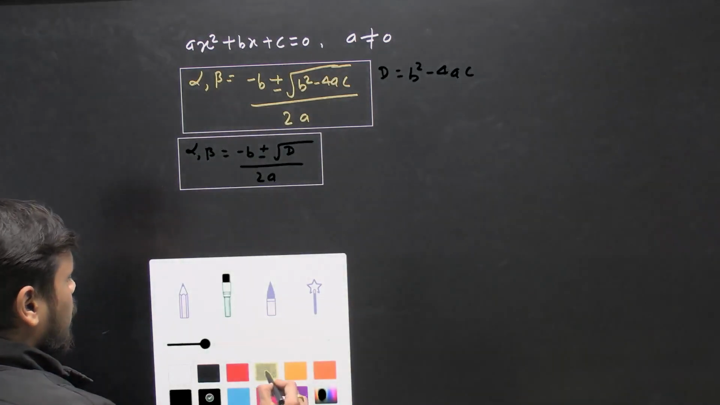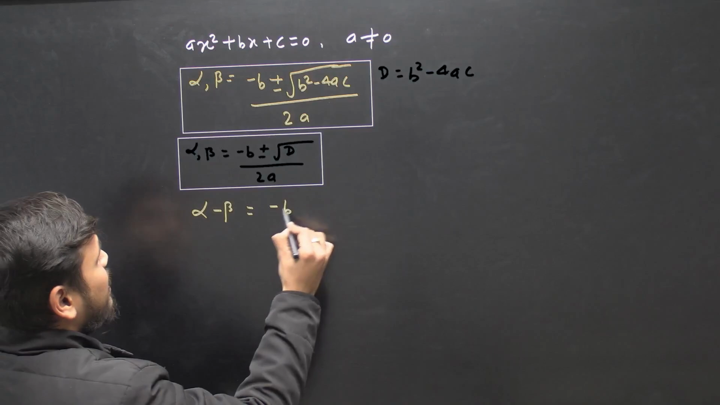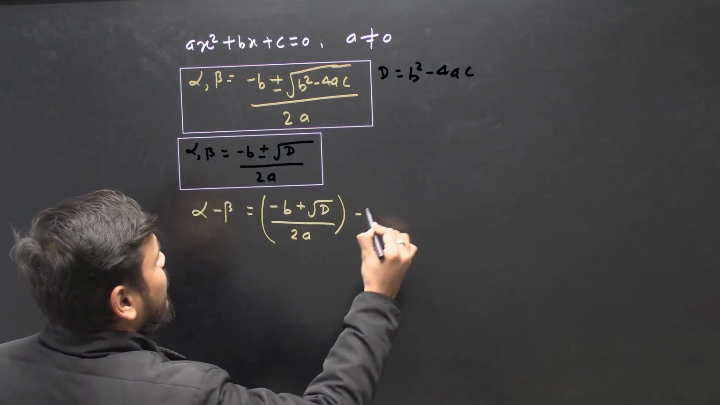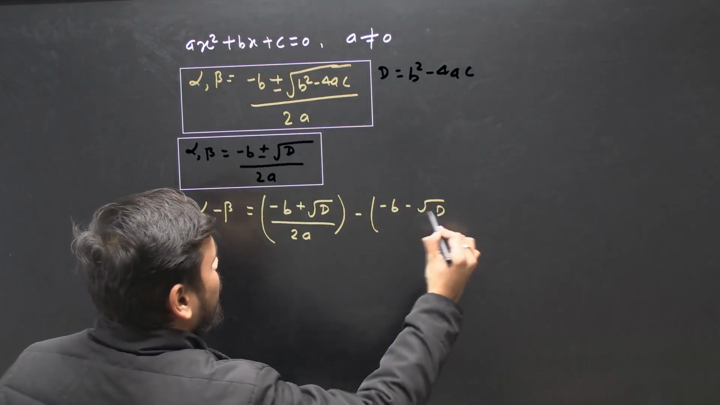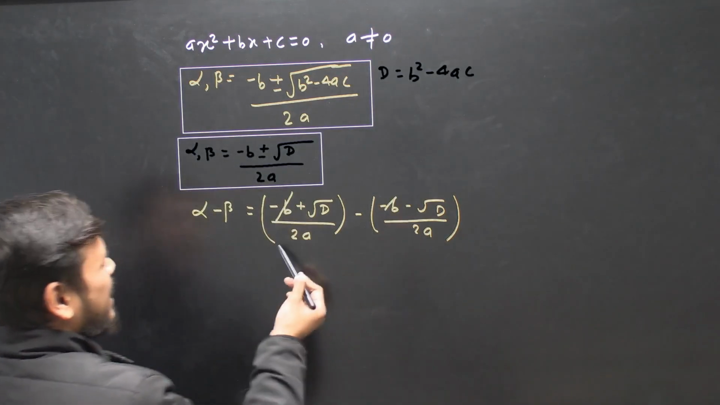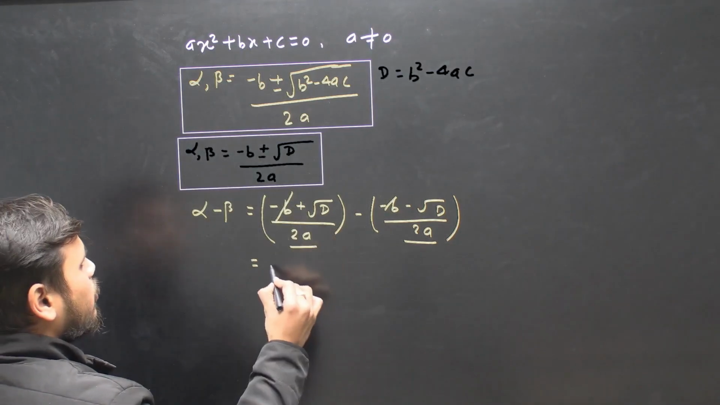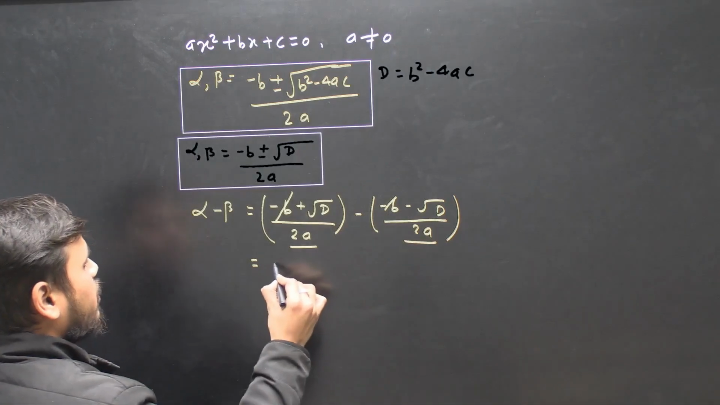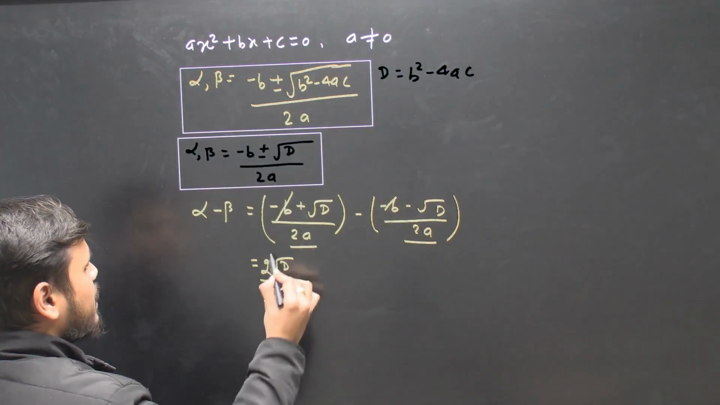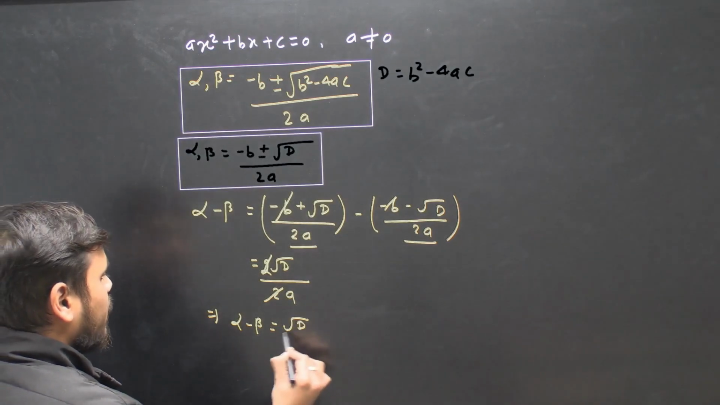So for alpha minus beta, we just need to subtract both the values. Alpha is minus b plus root d upon 2a, and beta is minus b minus root d upon 2a, right? So we can see minus b plus b will cancel out because the denominator is the same 2a, and we are getting root d plus root d, which is 2 root d upon 2a. So the 2 will cancel out. So we are getting alpha minus beta equal to root d upon a.